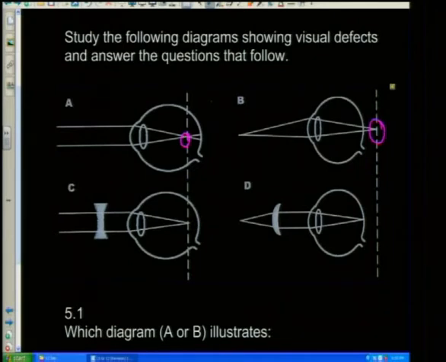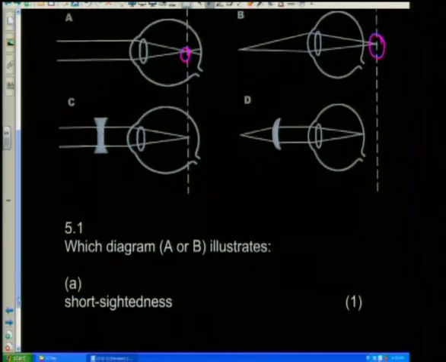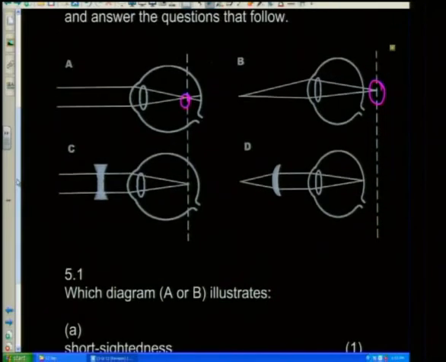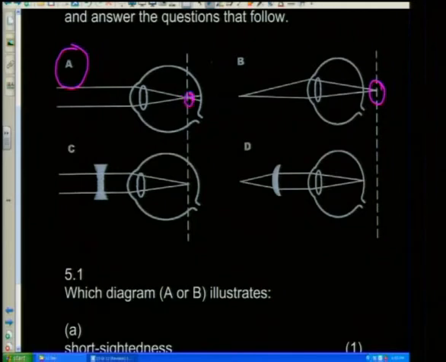So what's the problem? If a person is short-sighted, that means they can only see things that are close to them. They can't see things that are far. So obviously the answer would be A, because you can see that the image is falling before the retina. So the eyeball is not long enough.